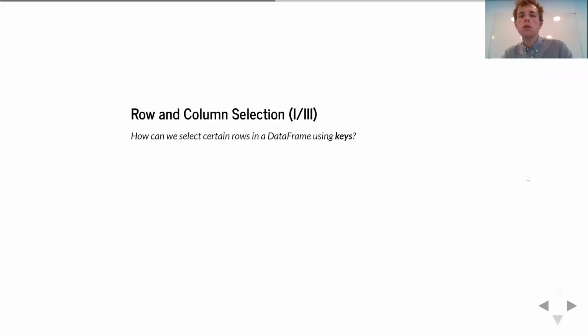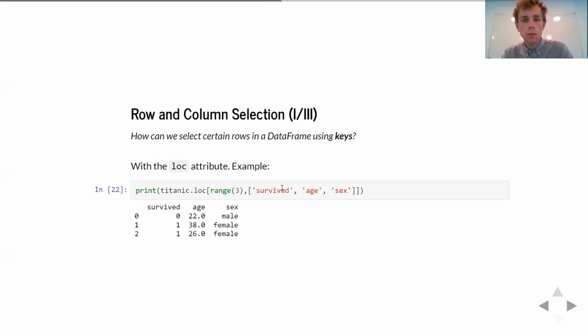Okay, so how can we select certain rows in a data frame using keys? I'll show you that now. In order to do that, we can use this loc attribute that you're probably going to use a lot in this course. To see how this works, consider an example here. In this example, I want to only access the values that are associated with the observations with index 0, 1, and 2. And also I only want to access values associated with variables survived, age, and sex. So how do I do that? I use this loc attribute.